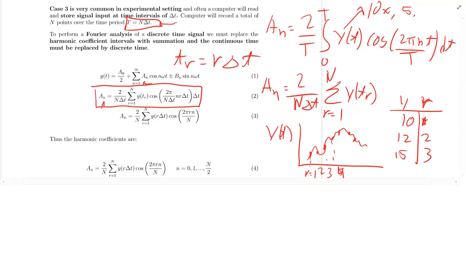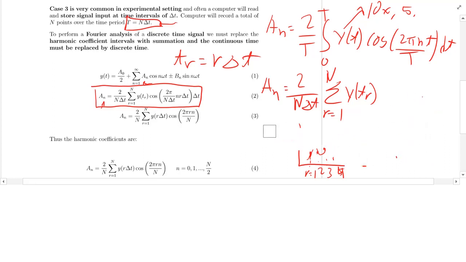So let me erase that. So that is just what we're going to be talking about right here. I am going to finish writing this expression to make it a little bit nicer. So keep substituting it in. So cosine now becomes 2 pi r n. That remains the same. Same thing with n. T is n delta t.